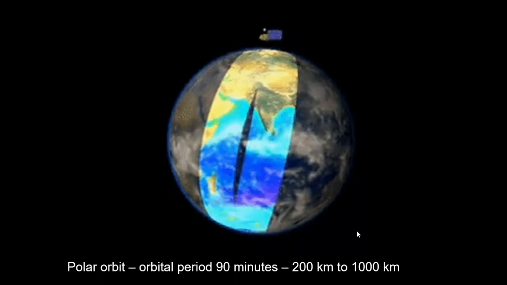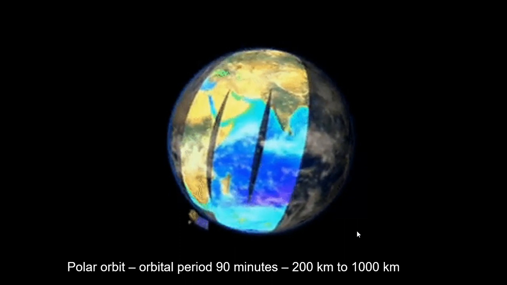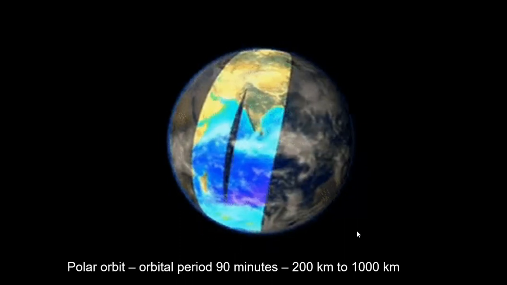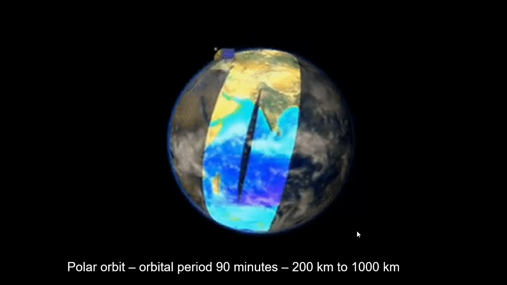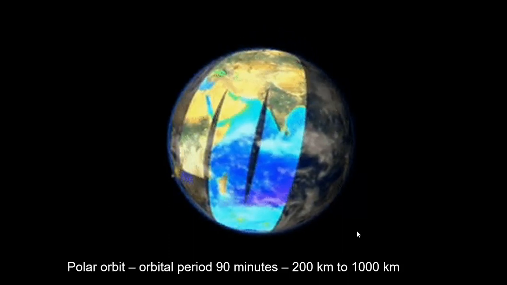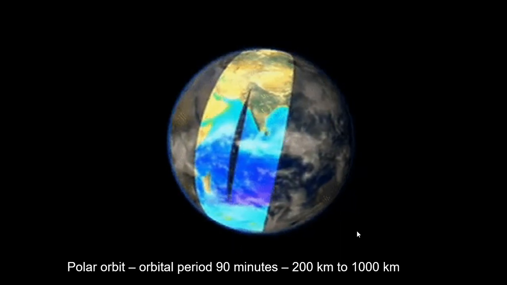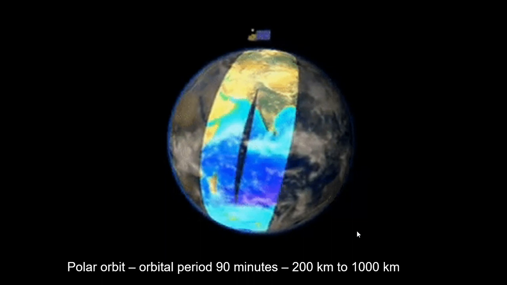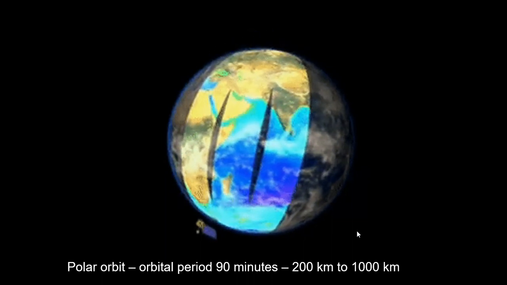So if you wanted to know what was going on in India, you'd probably only have to wait a few hours before your spy satellite was going over India, for example. So it's moving much faster than the geostationary orbit. And also it's much lower down in the sky. It's only 200 kilometers to about 1,000 kilometers above the surface of the Earth.